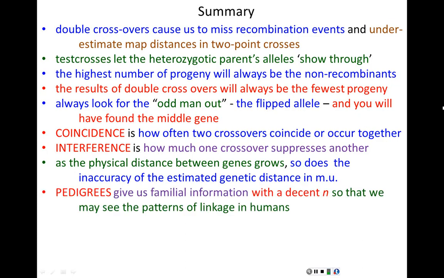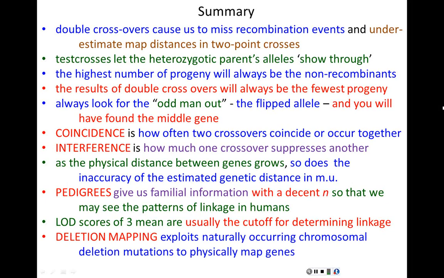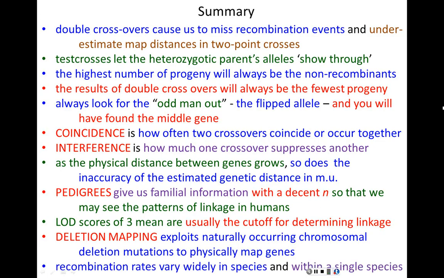So then we've got to go to other techniques. We can use pedigrees that can show us, sometimes using familial information and inheritance patterns, how different genes are linked to one another. I'm sorry, the LOD scores I cut out of the lecture, so don't worry about LOD scores. We can use deletion mapping. Deletion mapping exploits these naturally occurring chromosomal deletion mutations. We can get a big collection of them together and use that to physically map genes. We went through that problem together. And then we ended the lecture talking about things that affect recombination rates, even though we don't know why. Gender affects it, species affects it, DNA sequence or chromosomal location affects it, and we really don't understand why.